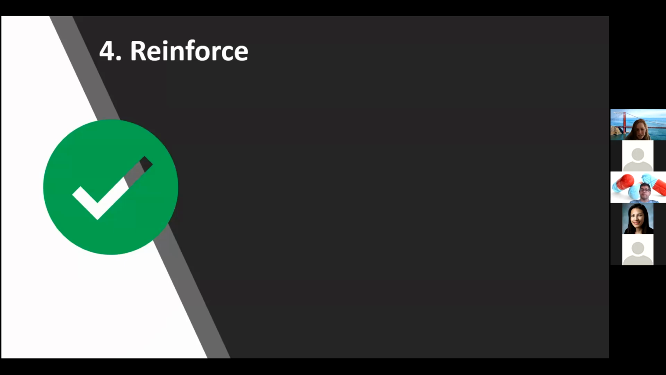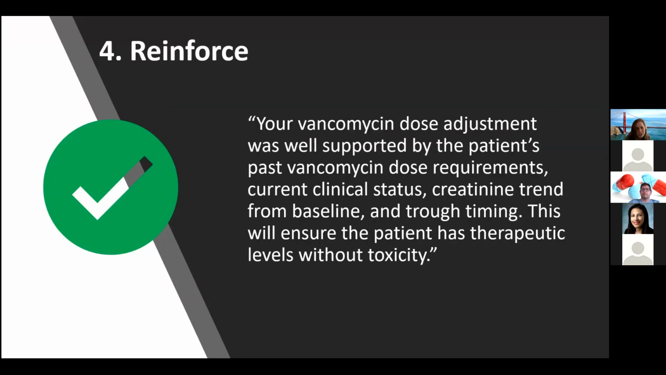And there are many, many examples in our practice. It could be just as simple as vancomycin dosing. So, the vancomycin dose adjustment was well supported by the patient's past vancomycin dose requirements, current clinical status, creatinine trend from baseline, and trough timing, and what you did will ensure that the patient has therapeutic levels without toxicity. In this example, the preceptor is listing specific factors that were taken into account. That was done well, and the positive aspect is that the patient now will have therapeutic levels without toxicity, and why that's good.